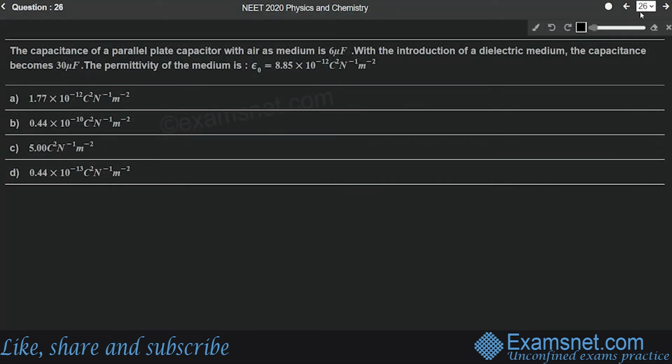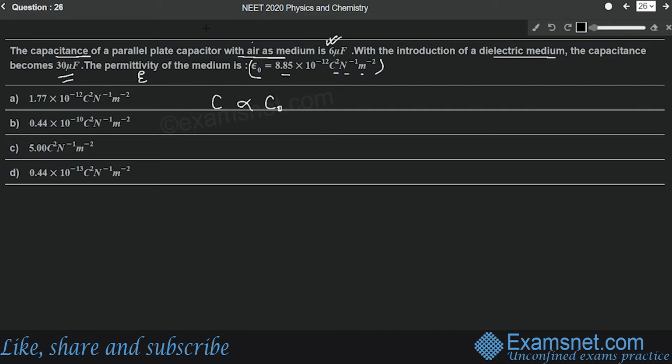Alright, now question number 26 is from the chapter Electrostatic Potential and Capacitance, and the question is, the capacitance of a parallel plate capacitor with air as medium is 6 microfarad. With the introduction of a dielectric medium, the capacitance becomes 30 microfarad. The permittivity of the medium is, okay, so we have to find out the permittivity of the medium. The absolute permittivity is given as 8.85 into 10 to the power minus 12 Coulomb square per Newton per meter square. Now, we know that the capacitance with dielectric medium will be proportional to the capacitance with air as medium.